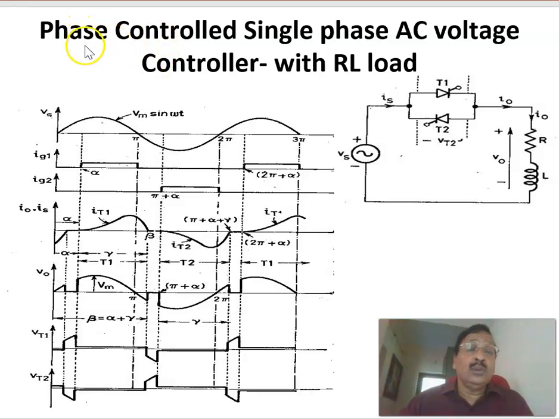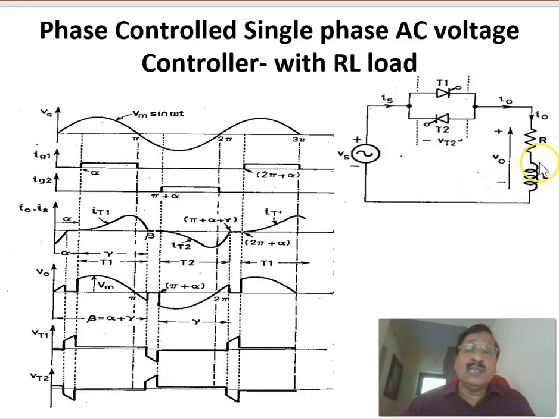Next, we are going to consider the phase control single phase AC controller with RL load. Instead of a pure resistive load, we are considering an RL load. In the same circuit, there are two thyristors, T1 and T2, connected in anti-parallel. This is the input voltage, and this is the gate impulse for T1 and this is the gate impulse for T2.